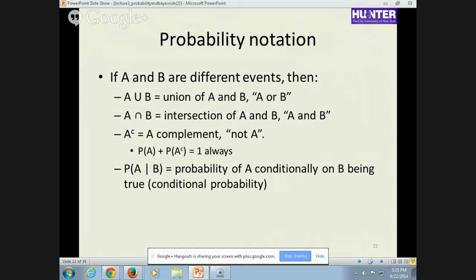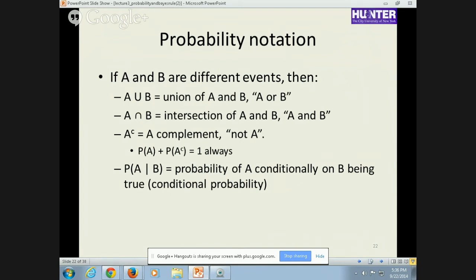This superscript C, that's a complement. So that would be P of A plus P of A complement. That would be like the probability of the Yankees winning plus the probability of them not winning. One or the other is going to happen if you don't count for things like rain events or such. So the sum of those probabilities is 1.